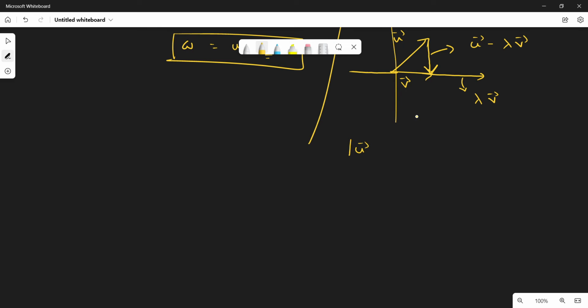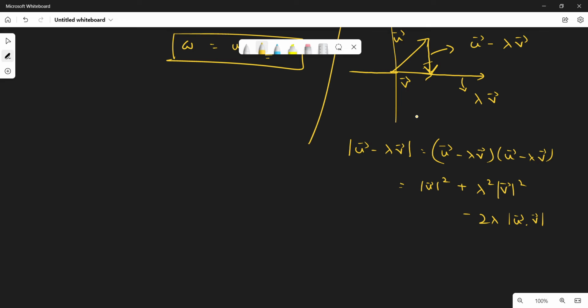So mod of u minus lambda v will give you the distance. This distance can be written as u minus lambda v times u minus lambda v, which is u square plus lambda square v square minus 2 lambda u dot v. Now what we do is that we take this as a function of lambda.